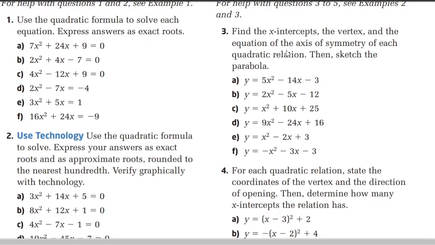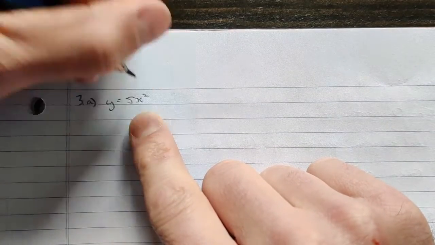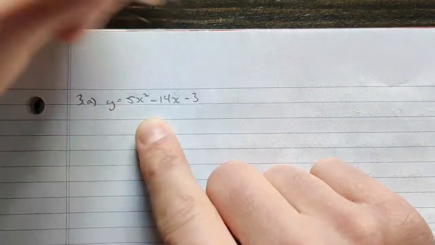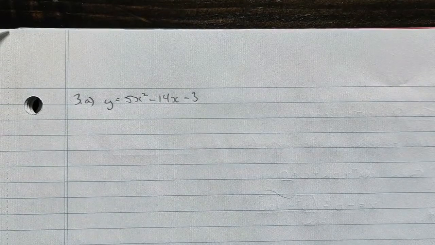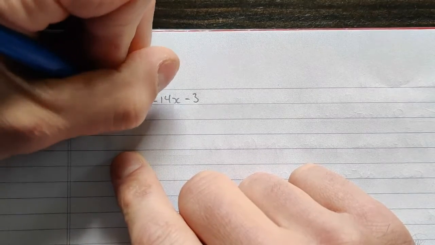In this case, we want the x-intercepts, so we want to know what the x's are when y is 0. Then we'll use those to find the vertex. From the vertex, we can get the axis of symmetry, and then we can do a sketch of that. So in this case, we have y equals 5x squared minus 14x minus 3. When we're using the quadratic formula, we need to make sure this is 0. So we set that equal to 0.